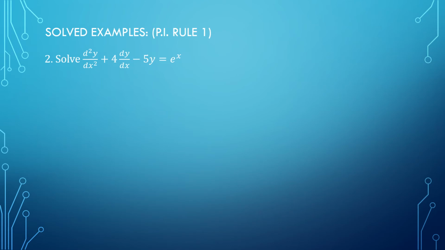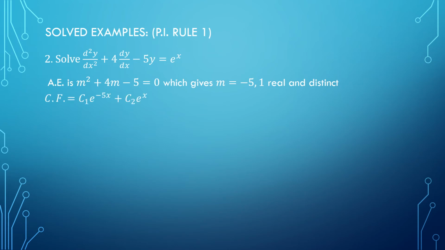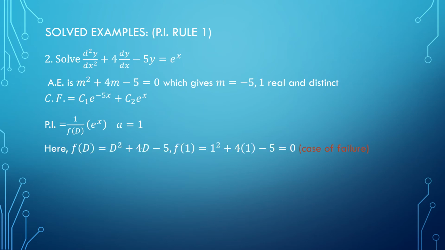I have kept the LHS same. RHS I am changing, e to the power x I have taken. So the complementary function will remain the same. Now here my a value becomes 1. If I substitute 1 in my f(D), I am getting 0. That means it is a case of failure.